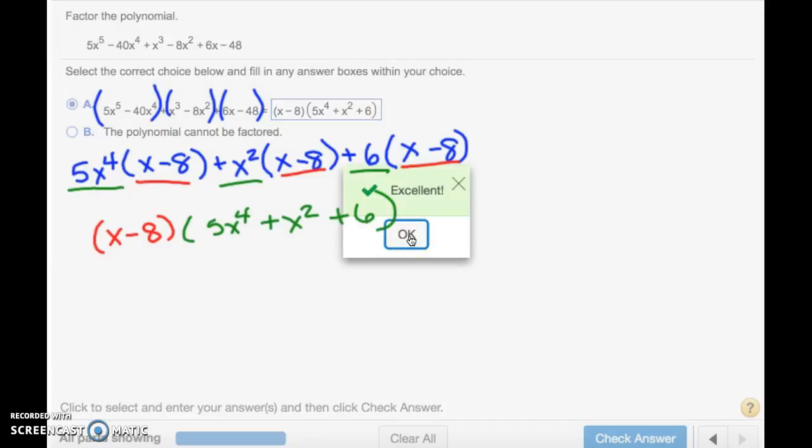So hopefully these factoring videos will help. This is how you factor by grouping. This only works if your polynomial has 4 terms or 6 terms. But again, you can always look at the beginning to see if there's anything that they all have in common that you can factor out of all 4.